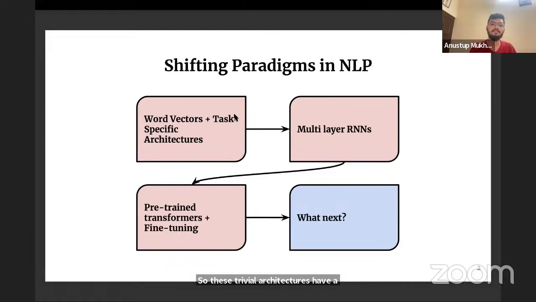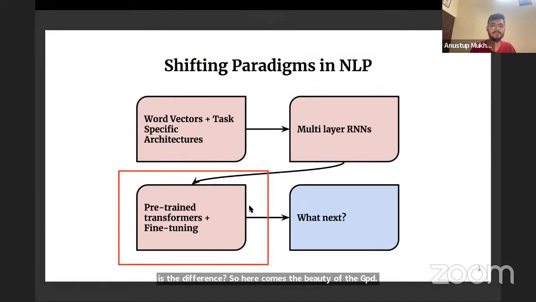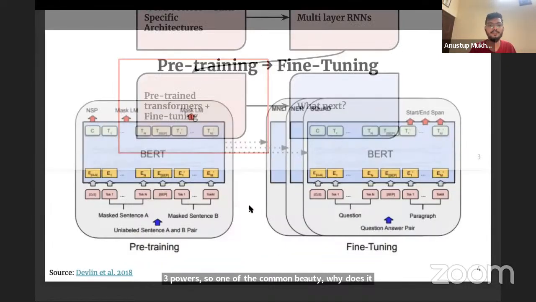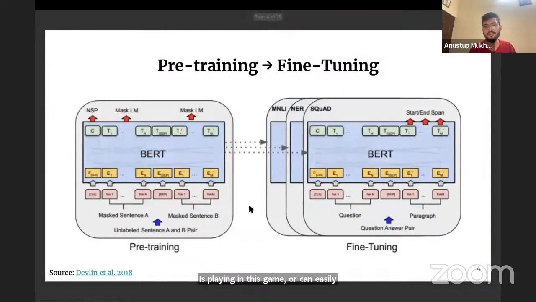So here comes the beauty of GPT-3's powers. One of the common reasons why GPT-3 can easily play in this game is because it has a large DB of all kinds of features present inside it. So that is a very common layman's way to address this question.